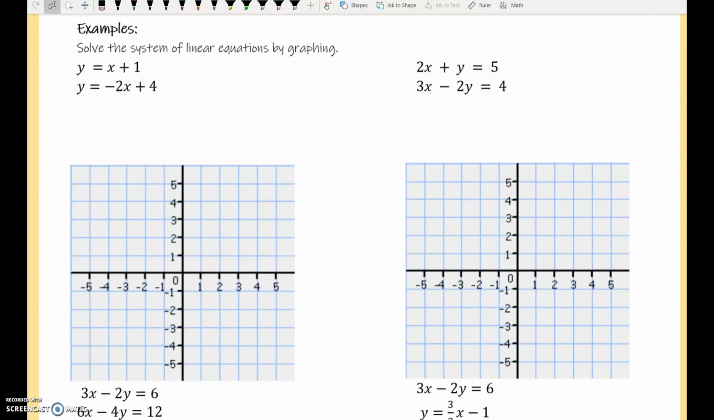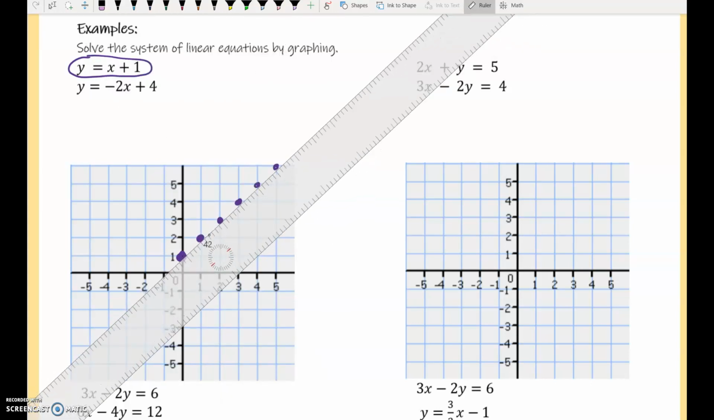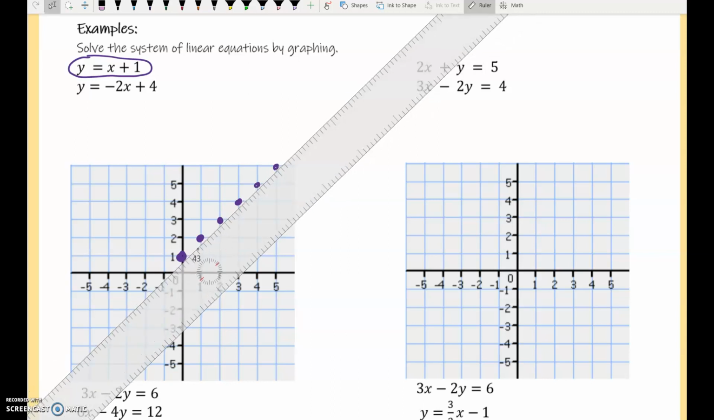This particular system is set up perfectly for graphing. So I'll graph the top equation in purple. It's set up perfectly because it's already y equals mx plus b. So for this equation, we're going to start at 1 on the y-axis. And our slope is 1, so up 1, right 1. And I would use a nice straight edge if you could. I may even use a ruler to make this nice and straight.